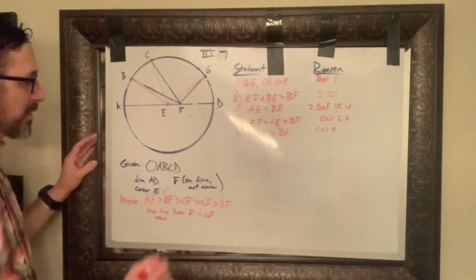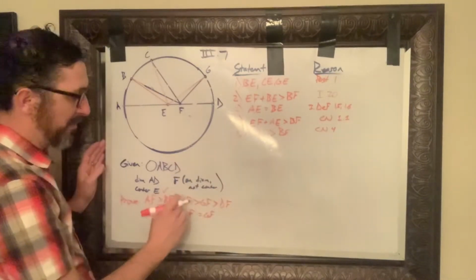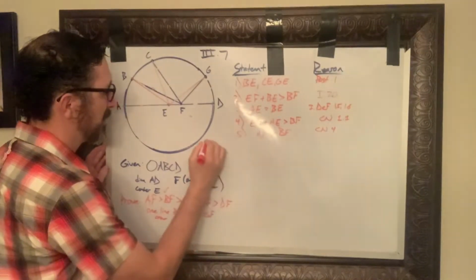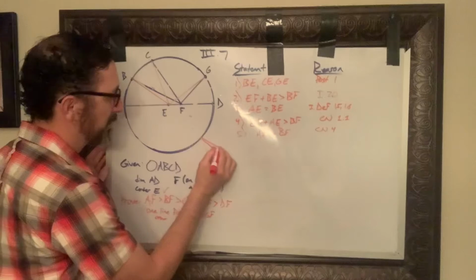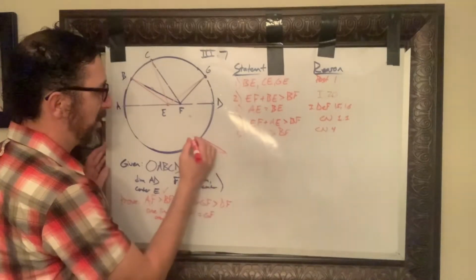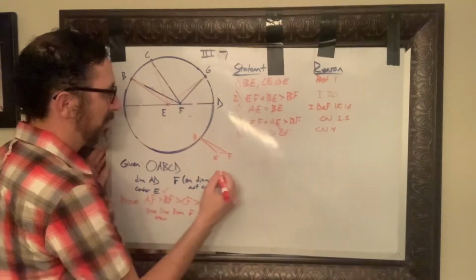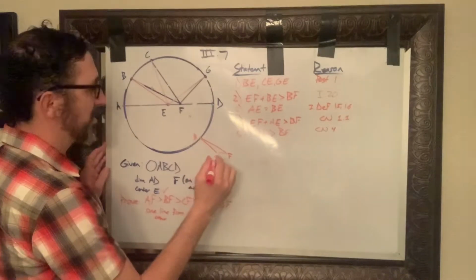All right, next thing I'm going to try to prove is that BF is bigger than CF. And so the way that he does that is he pulls out these two triangles right here. He pulls out BEF, or we'll pull out BEF. And we'll pull out CEF.